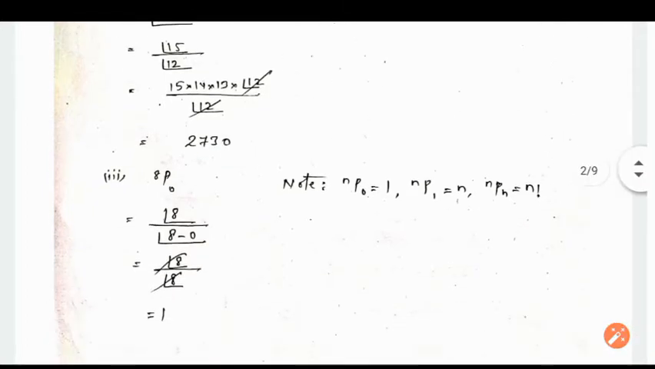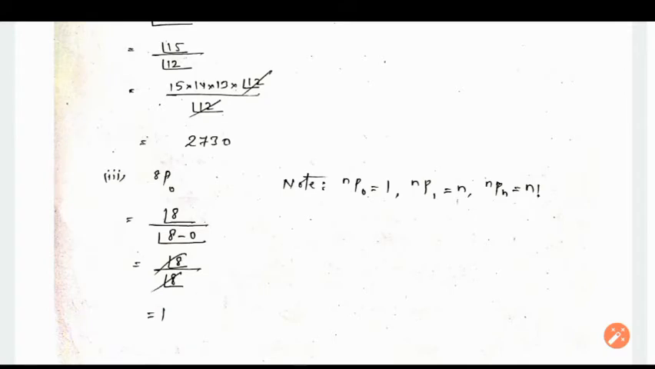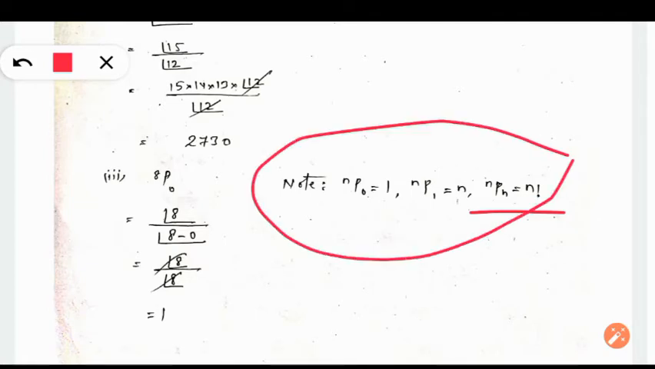Similarly here we have 8p0, part 3. In 8p0, what will be the formula? 8 factorial by 8 minus 0 factorial. So we are left with 8 factorial by 8 factorial, which is 1. I have written a note here, you need to memorize this. np0, if we have 0 here, the value should be 1. np1, if we have 1 here, we will get n. If we have npn, it should be n factorial. Understood? You need to memorize this at least.